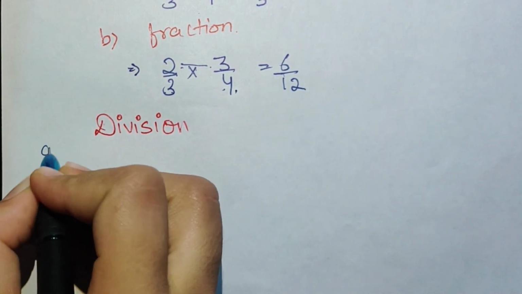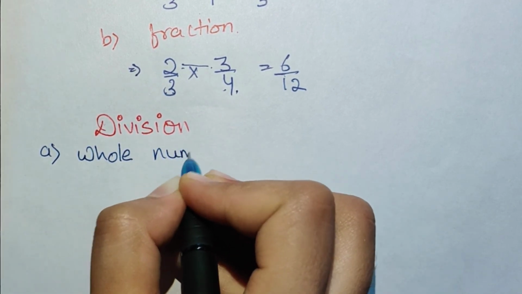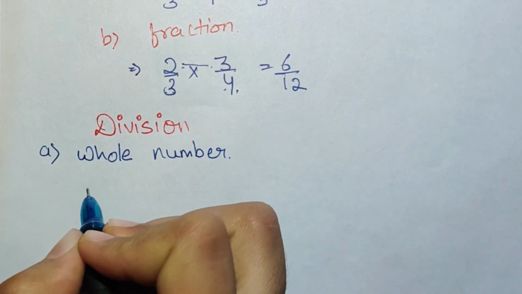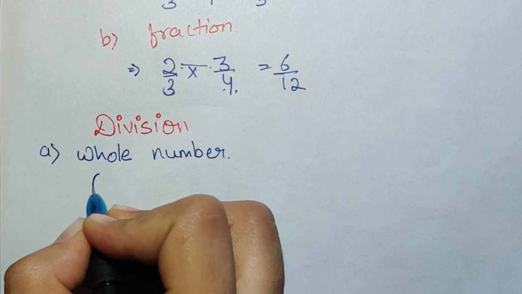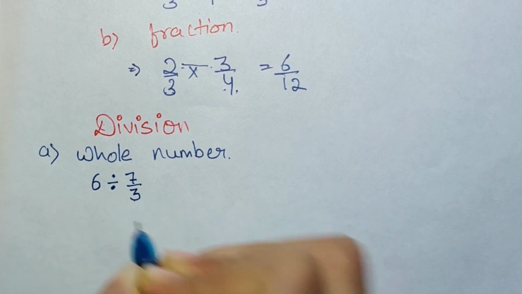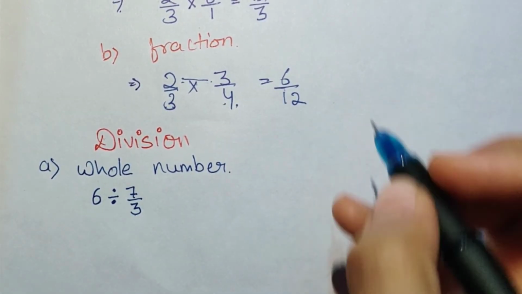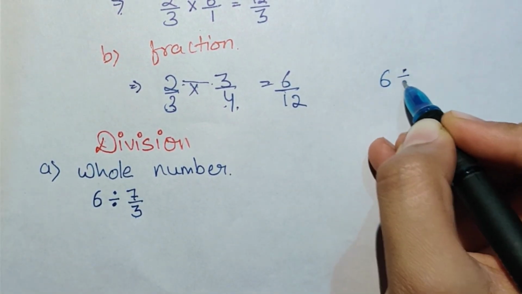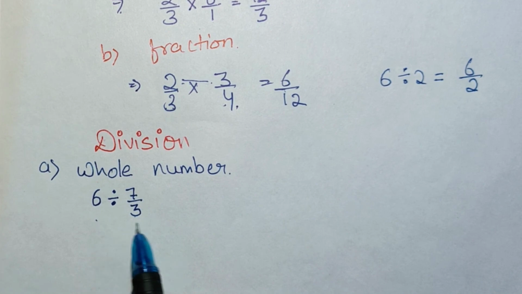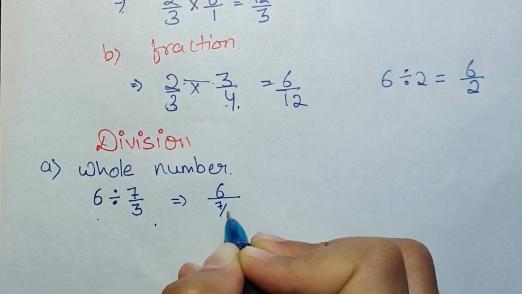Now our next topic is division. In division, first we learn how to divide a whole number with a fraction. So let us take an example. We have to divide 6 with 7 upon 3. Now if we have to divide 6 with 2, like this, 6 divided by 2, then we simply write it as 6 upon 2. Now here we have to divide 6 with a fraction. So what you will do? You will write it as same, 6 divided by 7 upon 3.